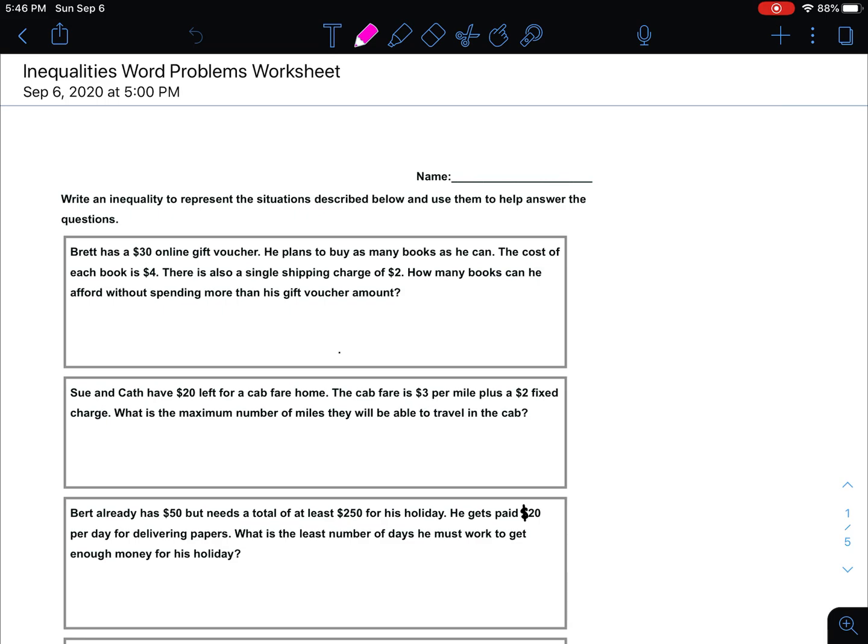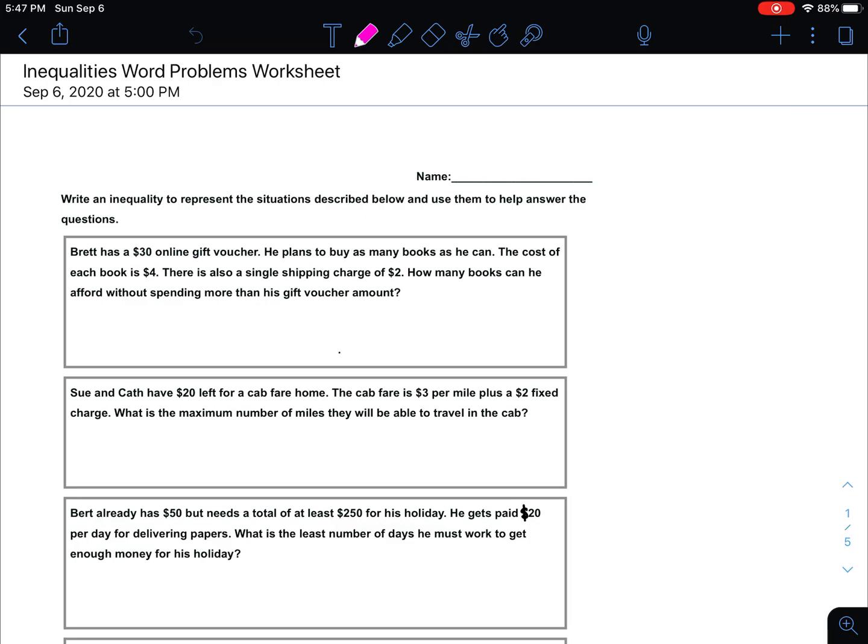So I'm going to start with the first example. We have Brett has a $30 online gift voucher. He plans to buy as many books as he can. The cost of each book is $4. There is a single shipping charge of $2. How many books can he buy without spending over his gift amount?